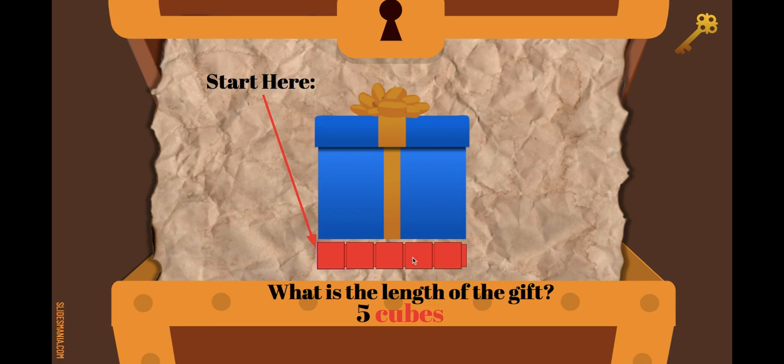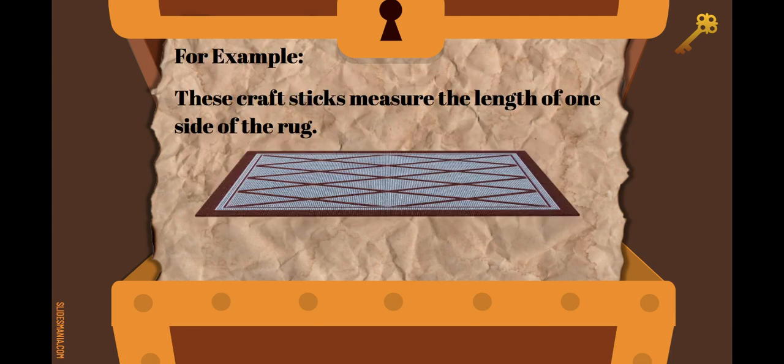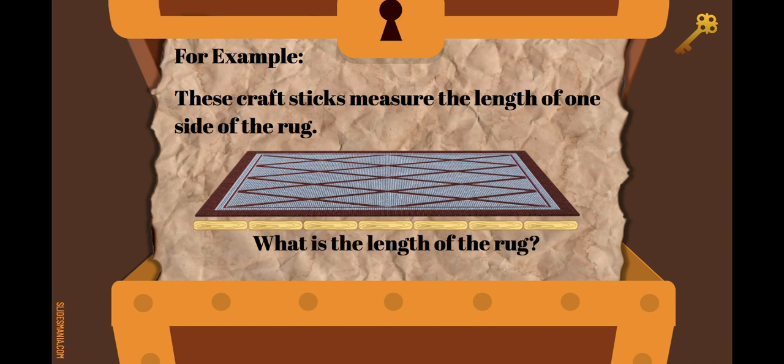Now notice there's no gaps in between these. They're going from end to end. There's no spaces. If we have spaces, it won't be an accurate count. The other rule is we have to make sure what we're using to measure the length of something should be in a straight line. If I'm trying to use these popsicle sticks to measure my rug, well, if I don't put it in a straight line, if one's kind of crooked, one zigzag, one goes in different directions, again, it won't be an accurate measurement because it's not fully measuring the entire length of the rug. So this rug would be the length of 7 craft sticks or 7 popsicle sticks.